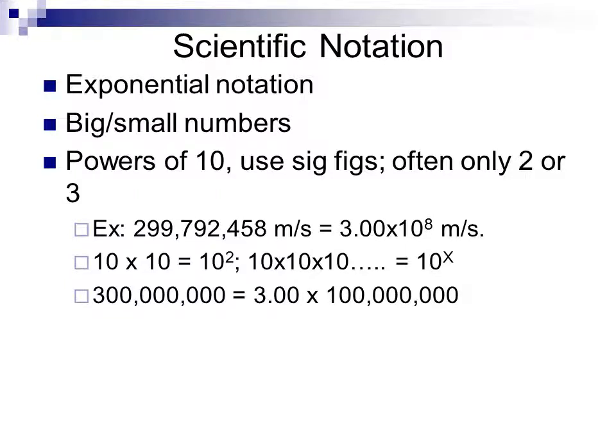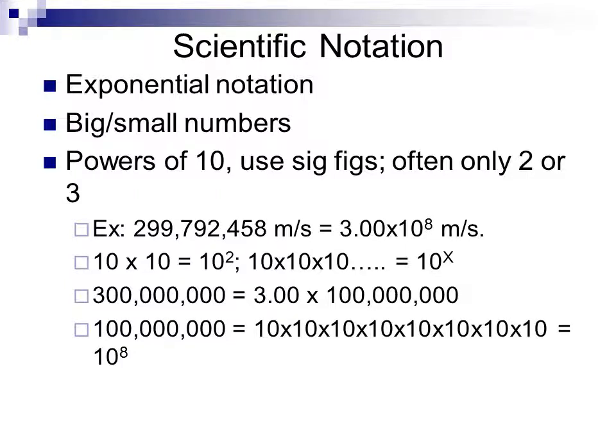So when we're looking at this number, this 3 times 10 to the 8, we can round 299,792,458 to 300 million. 300 million is the same thing as 3 times 100 million. We know that 100 million is 10 times 10 times 10 times 10 times 10 times 10 times 10. So a total of 10 to the 8. So if we take 3 times 100 million, that's the same thing as saying 3 times 10 to the 8.